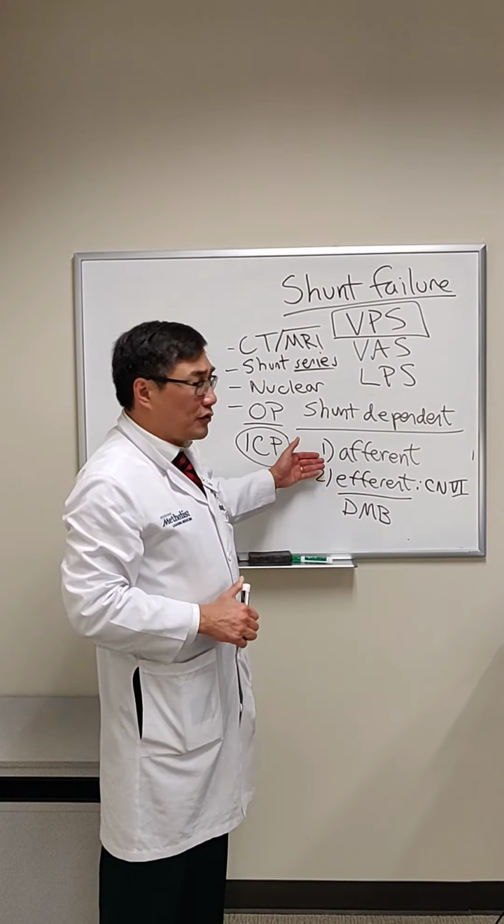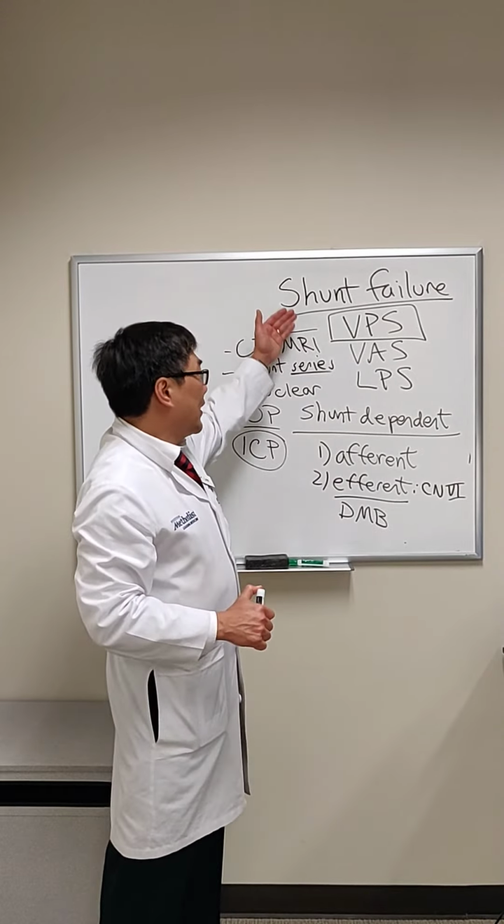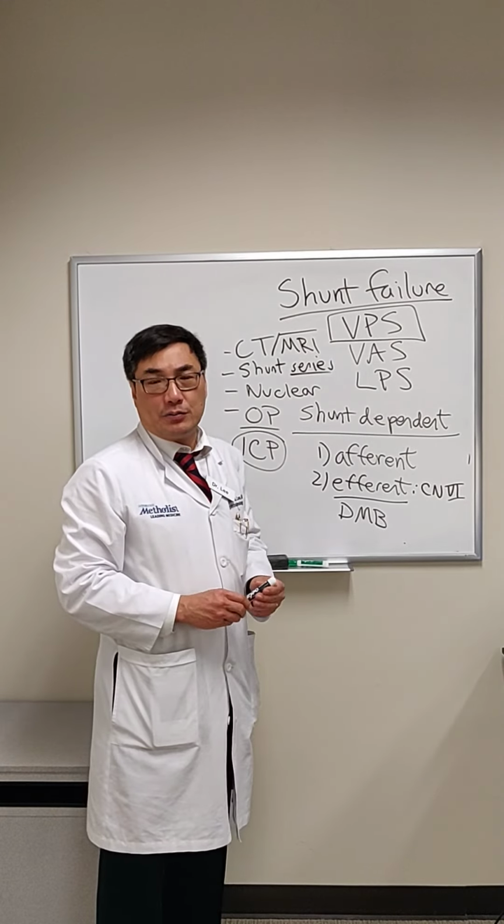And so an ophthalmologist's role is to check for the afferent and efferent findings to suggest shunt failure in any shunt-dependent patient who's presenting with new symptoms.